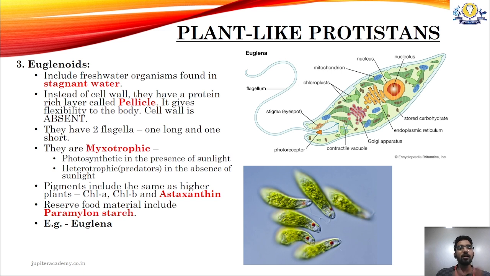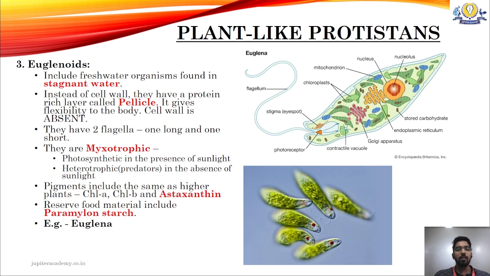Pigments include the same as higher plants. When I say that, I mean chlorophyll: here the chlorophyll present is chlorophyll A and chlorophyll B, just like higher plants, and a special type of pigment is seen here, which is called astaxanthin, which is specific to euglenoids.